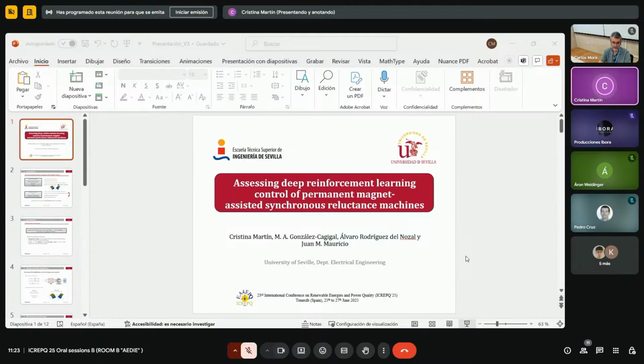In contrast, deep reinforcement learning offers a model-free alternative. It learns control strategies by directly interacting with the system, adapting to complex nonlinear behaviors without requiring an explicit model. And that is why we think this could be a good solution for that problem.